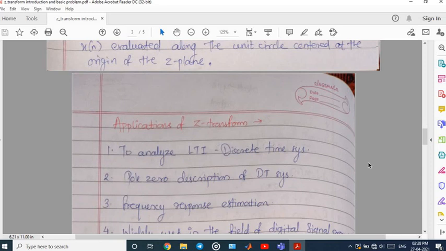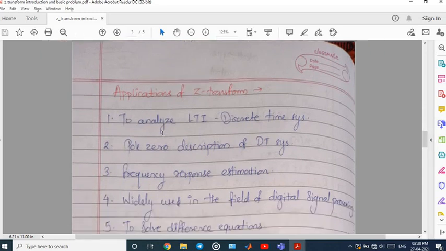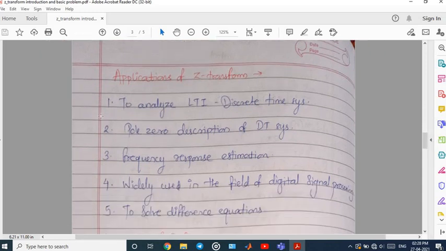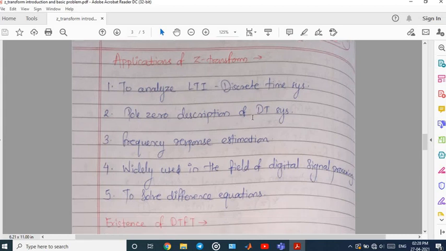So, applications of Z transform. The main thing, first of all, is that it is used for analyzing LTI discrete time systems. We have already seen analysis and approximation of linear time invariant discrete time systems. Also, pole zero description of discrete time systems. As I said earlier, we require the ROC in Z transform to plot the convergence of x of n, so it plots the pole zeros.